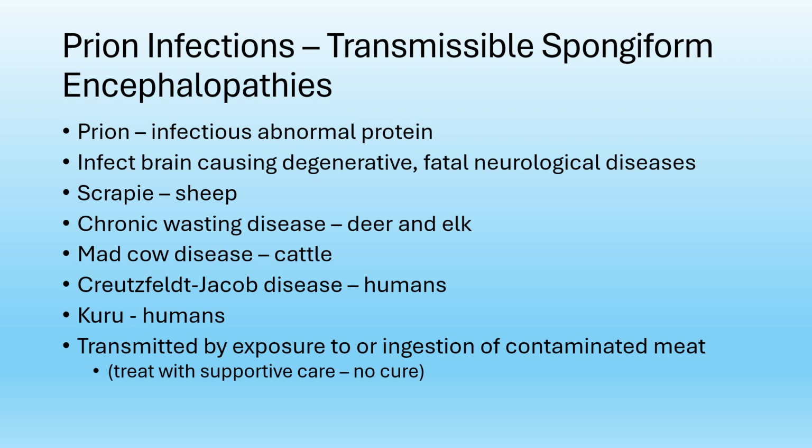So how is it transmitted? You're exposed to an infected animal, or usually what happens is you're exposed and ingest contaminated meat. So you ate meat from a cow that was infected, or you ate venison or elk from an animal that was infected.